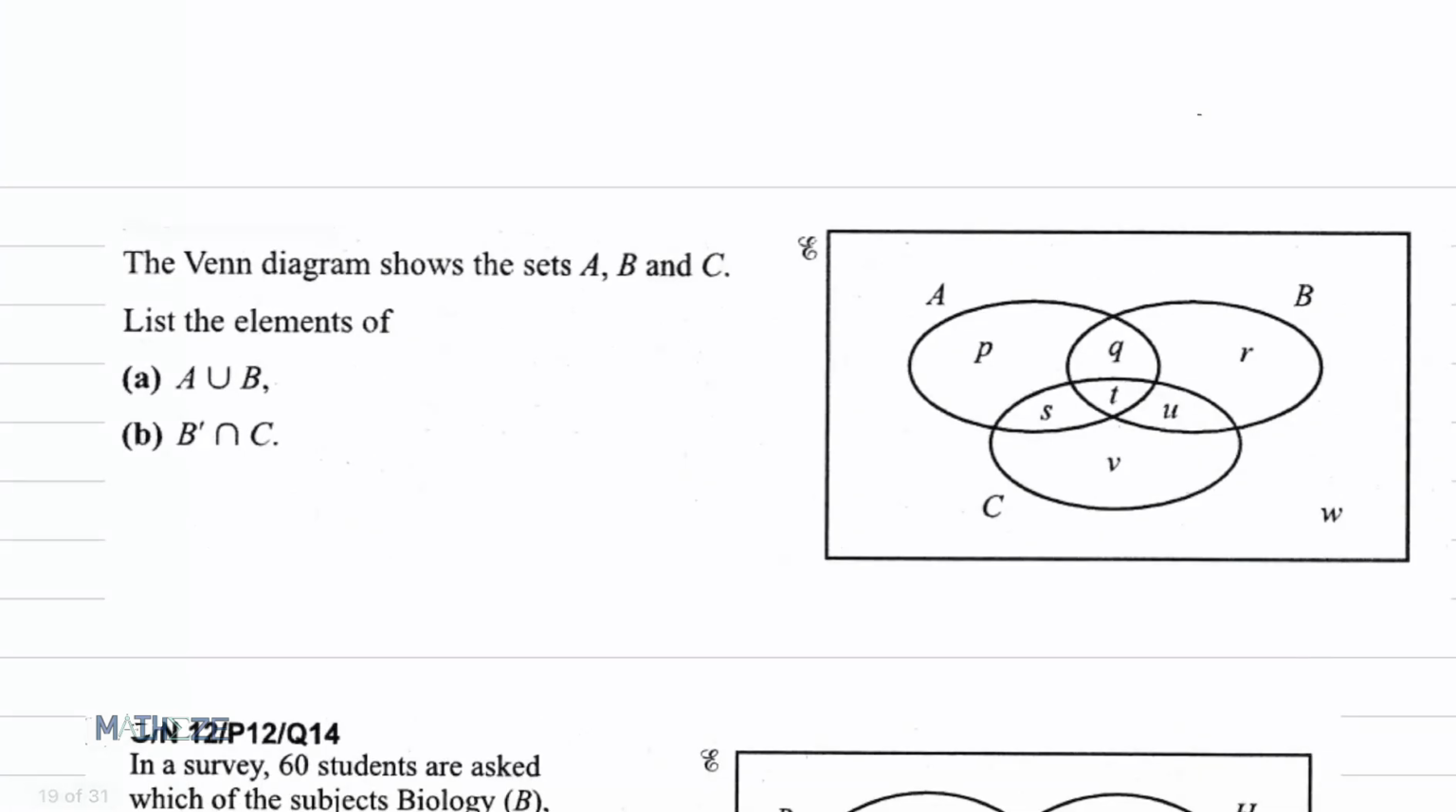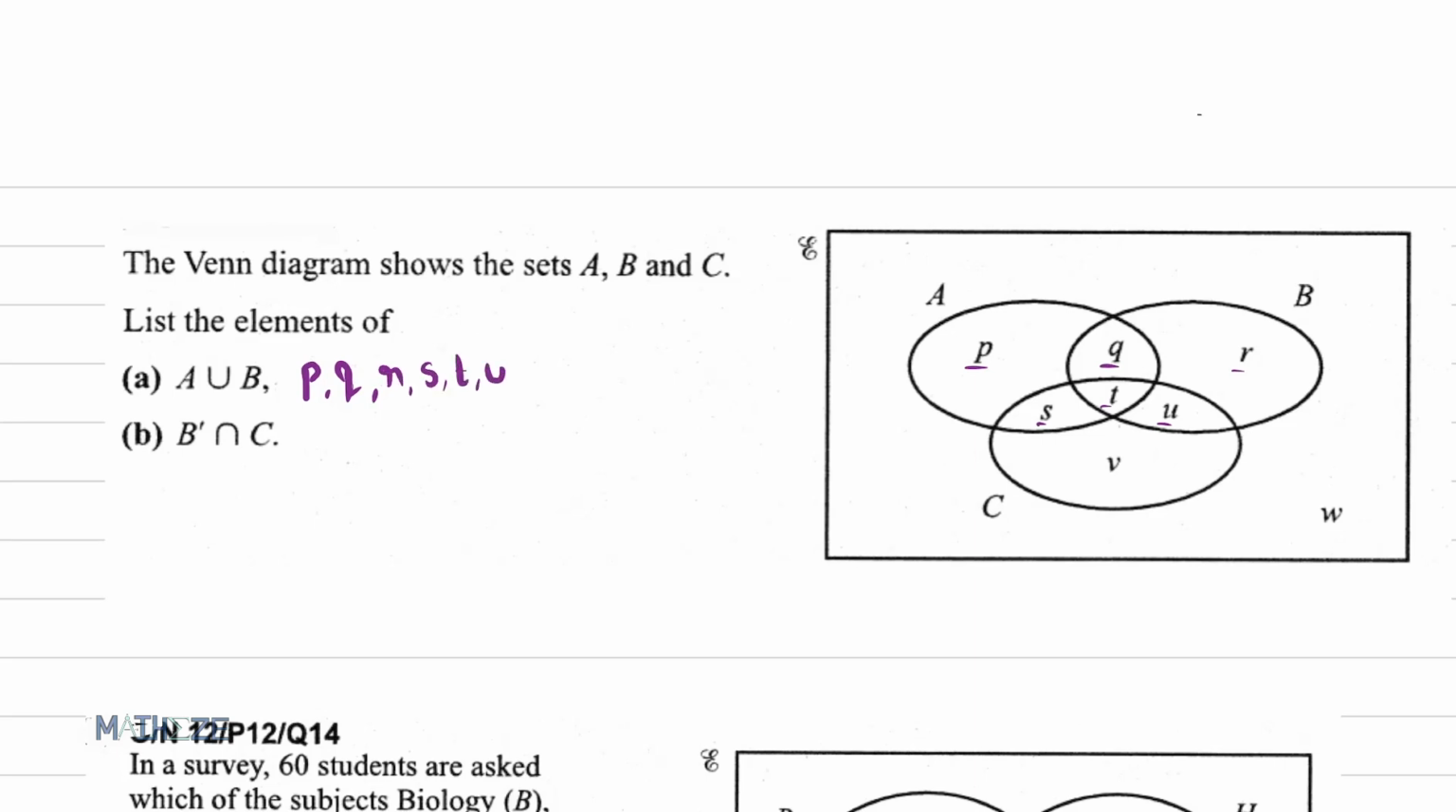It says write down all elements of A union B. A union B means entire A and entire B. So let's write down all elements present in A and B. So it's going to be P, Q, R, S, T, and U.